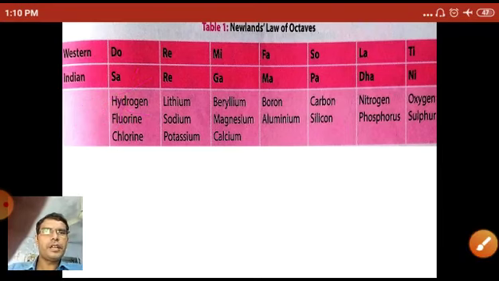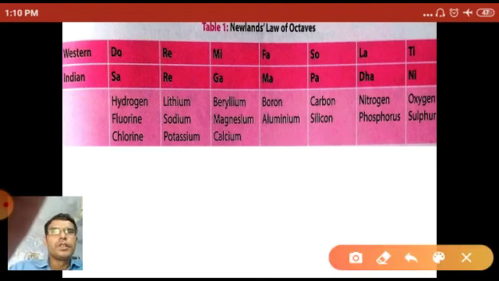So they arranged the elements according to the increasing order of their atomic masses. They realized that the eighth element repeated, which has similar physical and chemical properties as the first element, as for example hydrogen, lithium, beryllium, boron, carbon, nitrogen and oxygen. Then fluorine is repeated. Fluorine has similar properties to hydrogen.